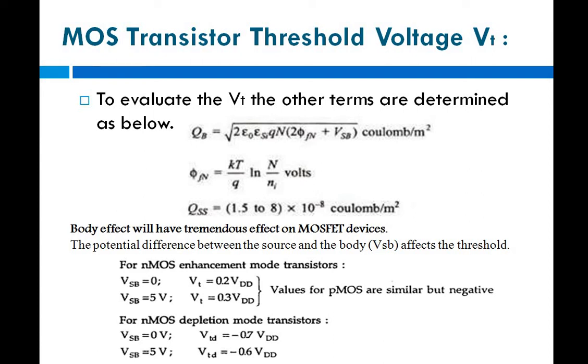Similarly, I have given for the depletion mode also, VSB is equal to 0 volts, VTD is equal to minus 0.7, and if VSB is 5 volts, then VTD is equal to minus 0.6. This is your threshold voltage in depletion mode, and this is the threshold voltage in enhancement mode. Okay, I hope you are clear with this one.